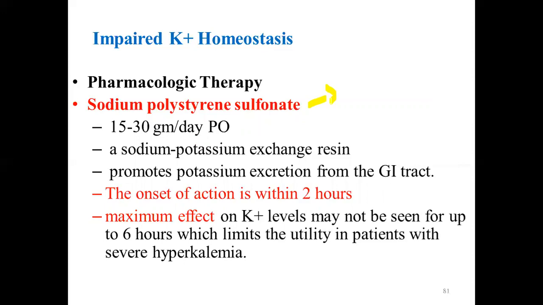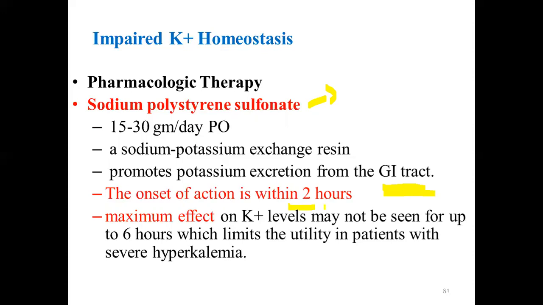One example is sodium polystyrene sulfonate. This sodium polystyrene sulfonate is just like an ion exchange resin. So they actually promote excretion of potassium because the sulfonate has sodium, so that there is an exchange. When you administer sodium, there is an exchange with potassium, and it promotes elimination of potassium from the GIT.